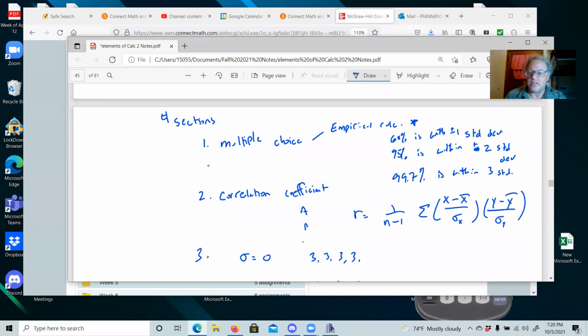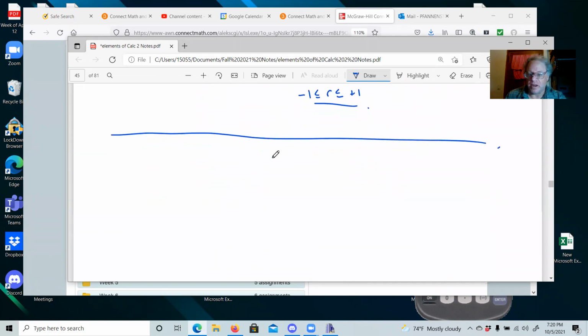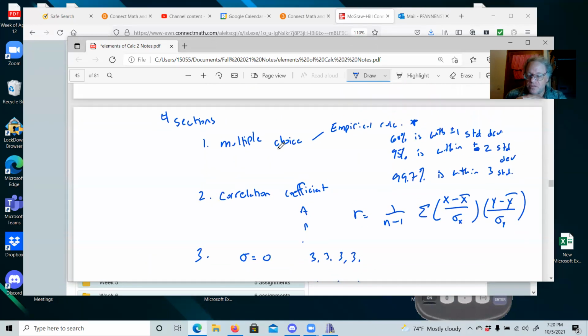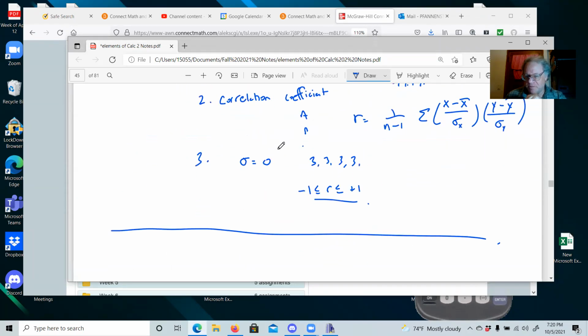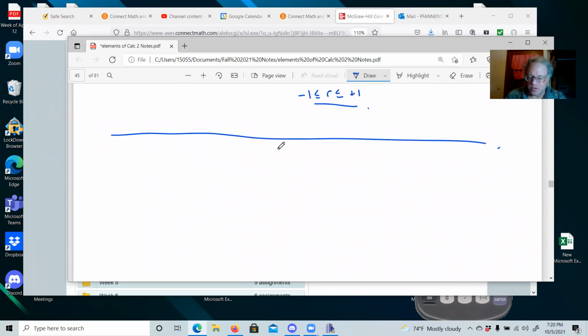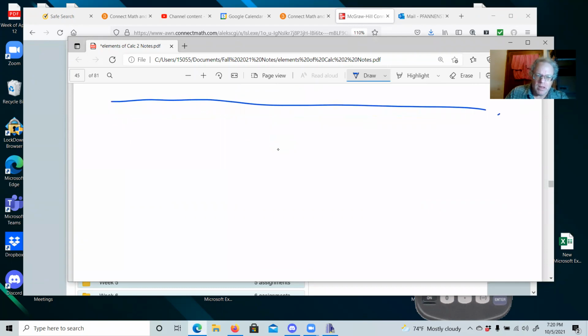Okay, so that's the first one. The first section is multiple choice stuff. Most of the stuff that I asked about, you should kind of get just by going through the problems and remembering, oh yeah, that's how that works. So that should be okay. The second one is about a box and whiskers plot.